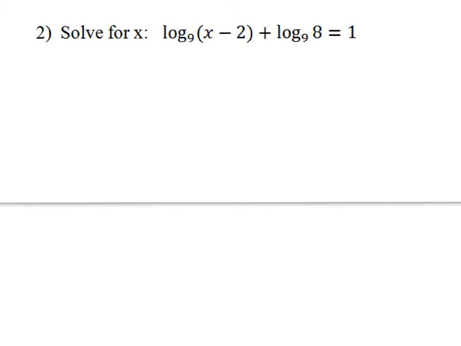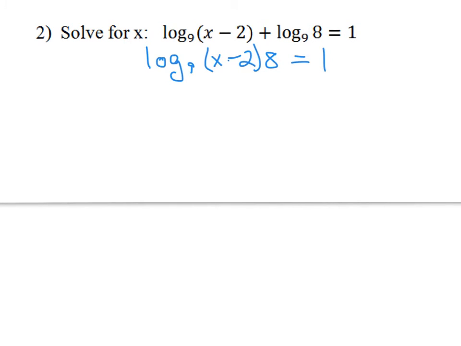Looking at example number 2, I've got log to the base 9 of x minus 2 plus log to the base 9 of 8 is equal to 1. So again, there is a sum of 2 logs. So when I have the sum of 2 logs, I'm going to rewrite this. I'm going to condense the logs into log to the base 9 of x minus 2 multiplied by 8 has to equal the answer of 1.